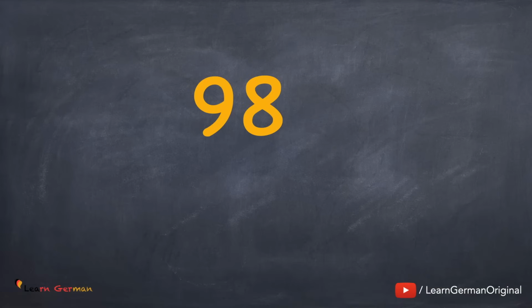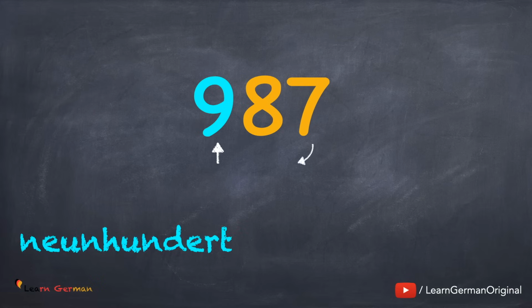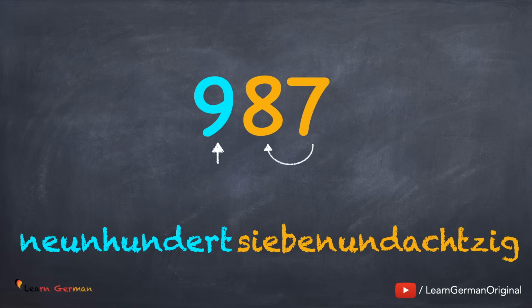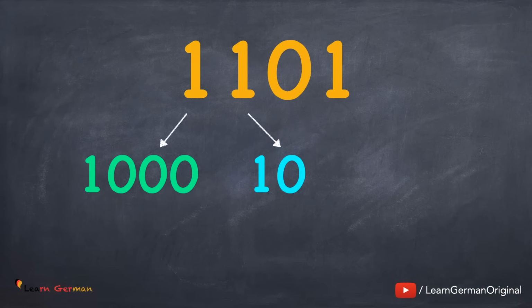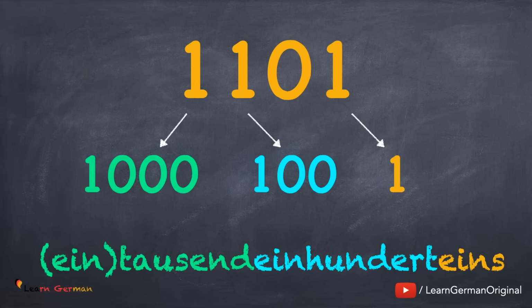Let's take another example to understand this better. We take the first number 900 and then 87, so that we have 987. Noch einmal 987. Do remember that all this is written as one word. Let's move on to a slightly bigger number. 1000 plus 100 plus 1, so that you get 1101.